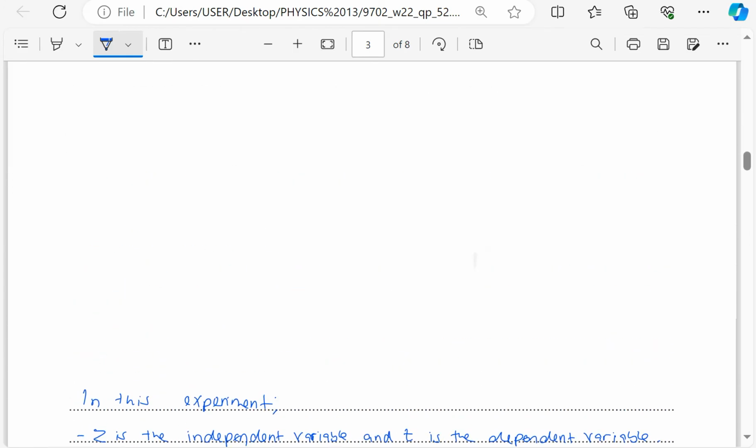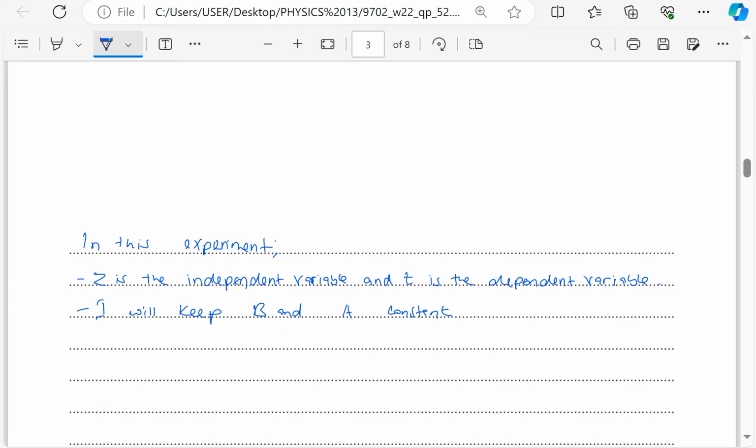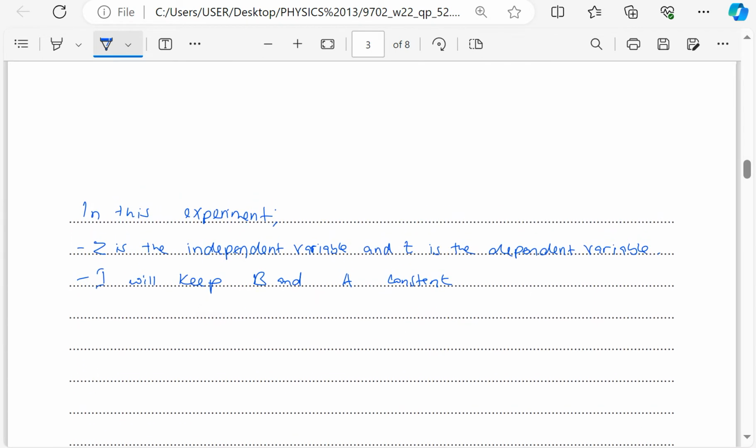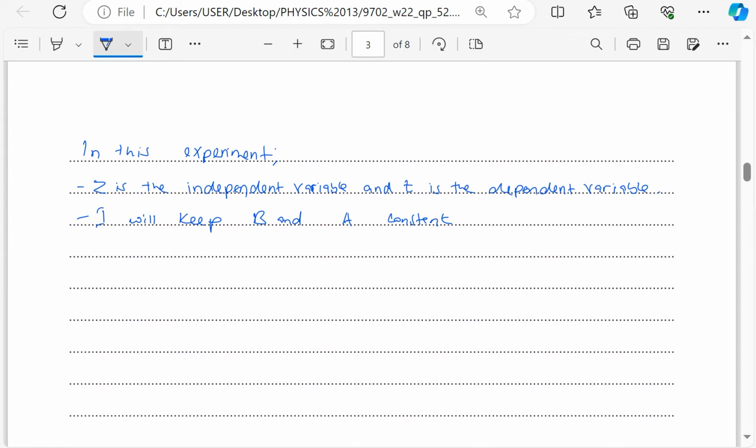Then you add these 2, 6, 7 for stating which one is independent and which one is dependent, and the ones which are to be kept constant. I've not even drawn the diagram. So I said I will keep B and A constant. Then I can mention some of the measurements I will take before I set up the apparatus. So I will use a ruler to measure lengths.